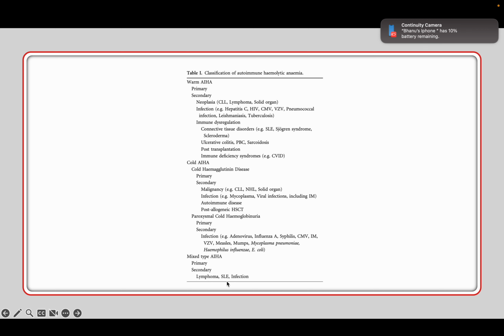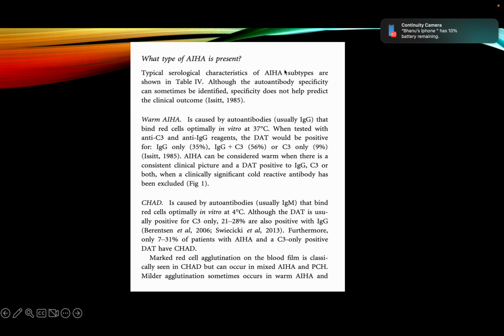Mixed is a combination of both. Any primary, secondary, lymphoma, SLE, infection is a possibility. So in warm autoimmune hemolytic anemia, IgG is the most common. IgG plus C3 is in 56% of cases. Only C3 is 9% of cases. Sometimes IgA is also a possibility in warm autoimmune hemolytic anemia.